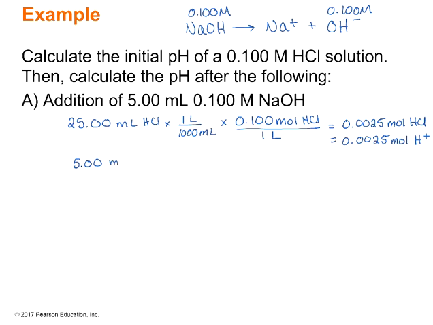So we're adding 5 milliliters of the NaOH solution, and this calculation is going to be very similar to the one we just did.